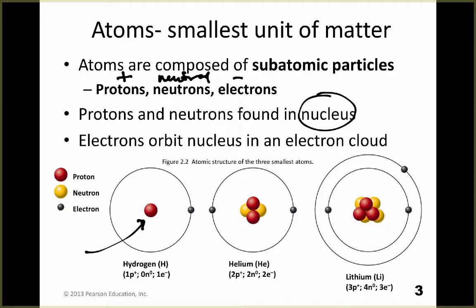Sorry guys, I had a brain fart. They're basically found in these clouds. And so there's a difference between orbitals, which are these clouds of negative charge, and shells. And we'll talk a little bit about this so that you can figure it out a little bit better.